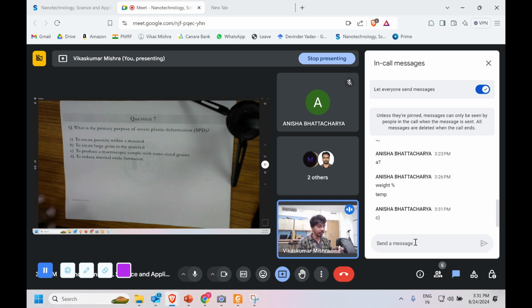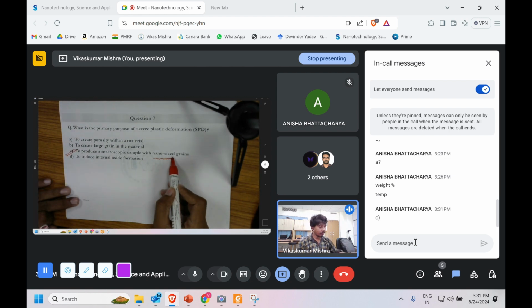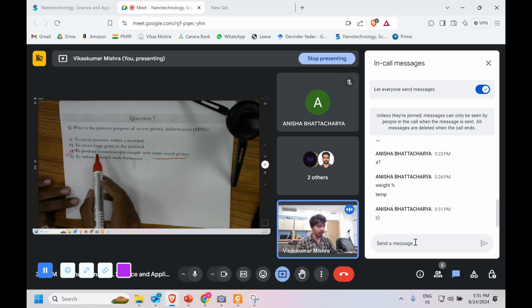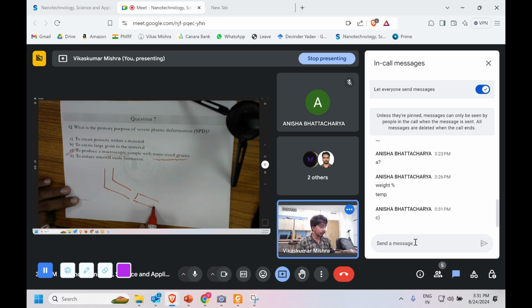Okay, yeah. So Anisa is telling that it's option C. Yes, option C is the correct option. We want the nano-sized grain material, and the sample size will be macroscopic in nature. We do the ECAP. The material which we get after multiple passes of ECAP is deformed severely, right? So ECAP is a severe plastic deformation technique, and here we can see that the grain size will be quite refined.